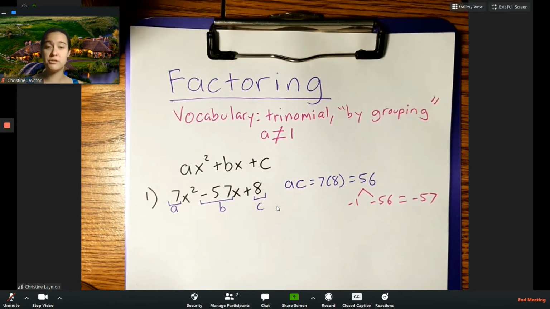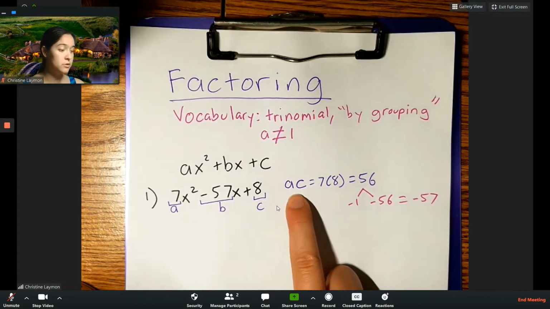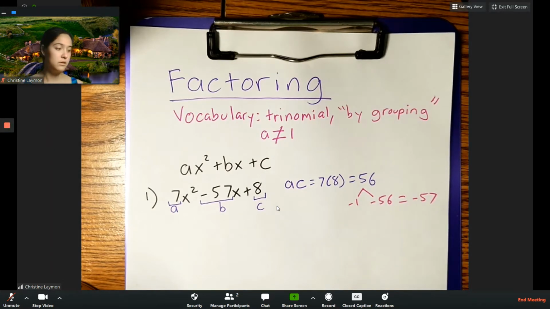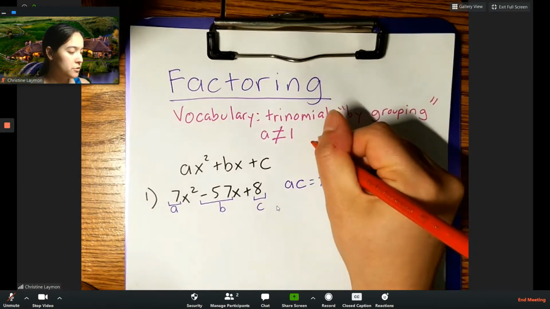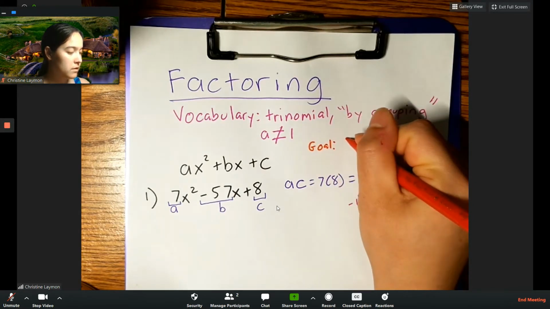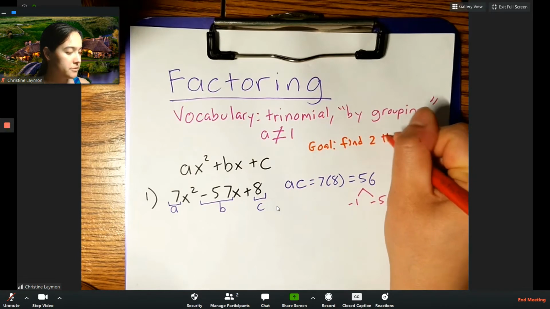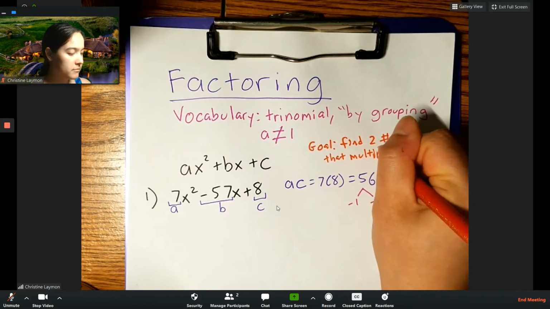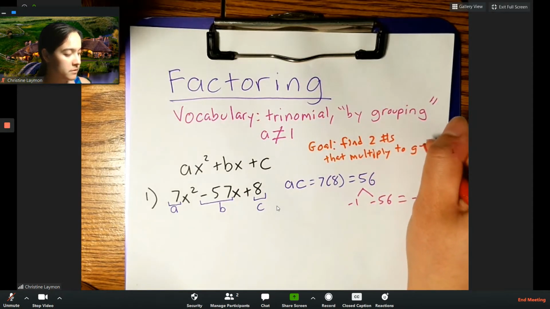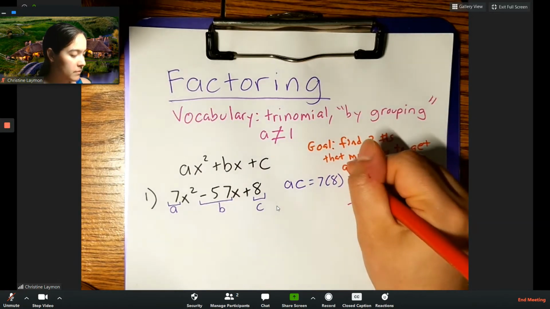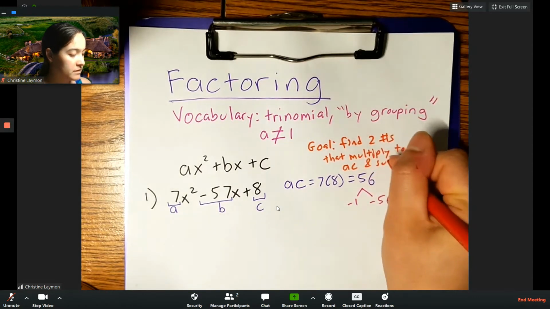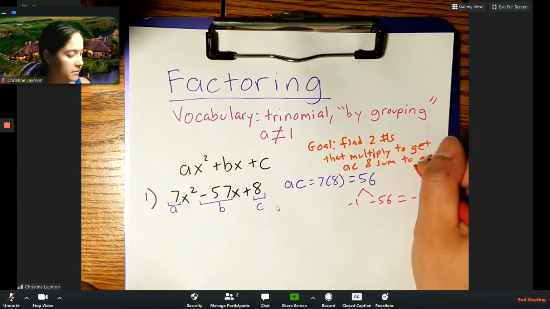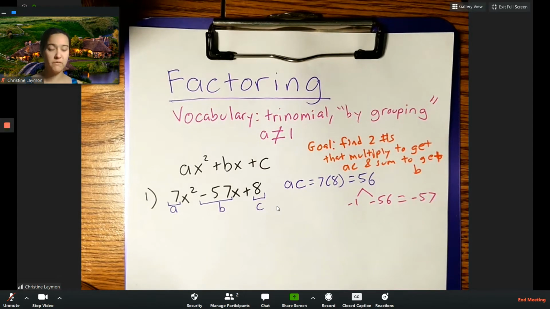Overall, what you're trying to do is find two things that multiply so their product is AC, and they sum to get you B. I can make a little note of that up top here. Your goal: find two numbers that multiply to get AC and sum to get B. That is your goal when you are factoring these trinomials.